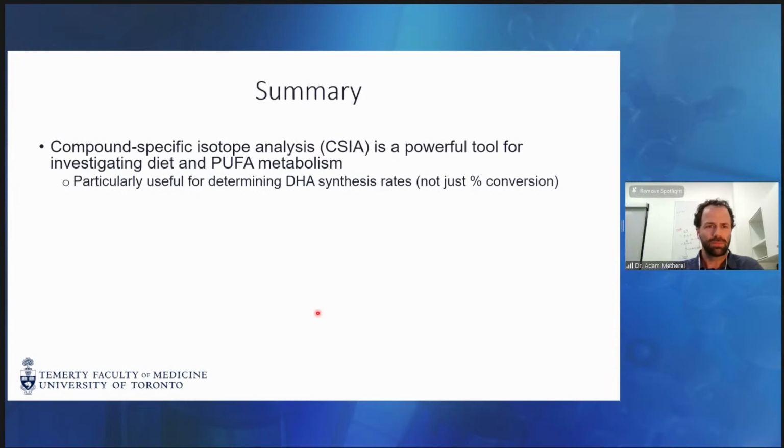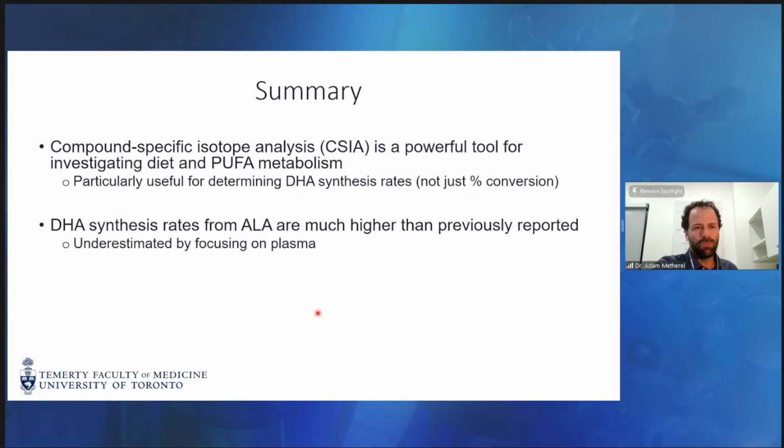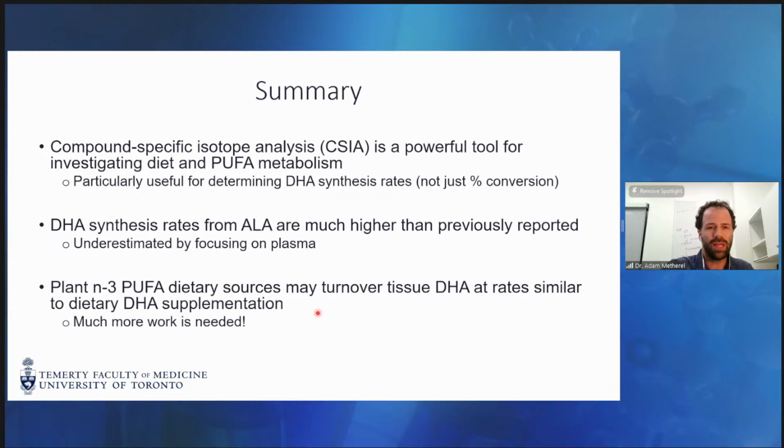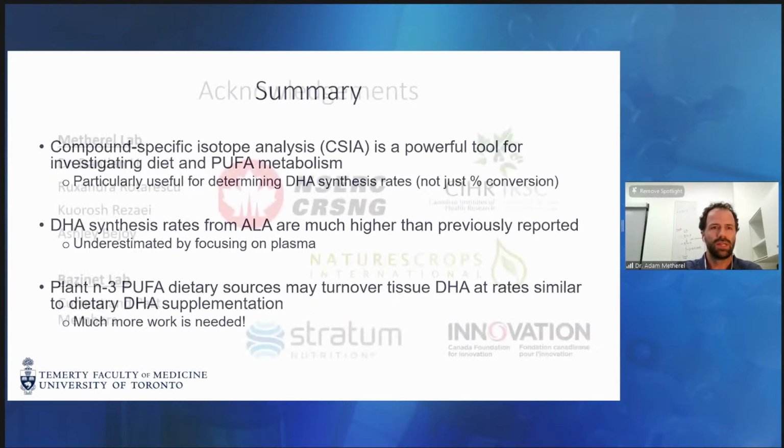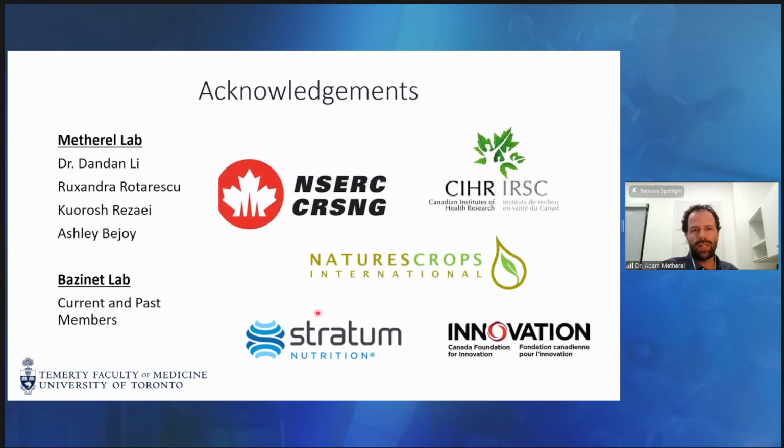So just to summarize, compound-specific isotope analysis is a powerful tool for investigating diet and metabolism, particularly being able to provide synthesis rates and not just percent conversion. We've found that synthesis rates from ALA are much higher than previously reported, and that plant n-3 PUFA dietary sources have the potential to turn over tissue DHA at similar rates to DHA supplementation. Of course, much more work is needed for this.